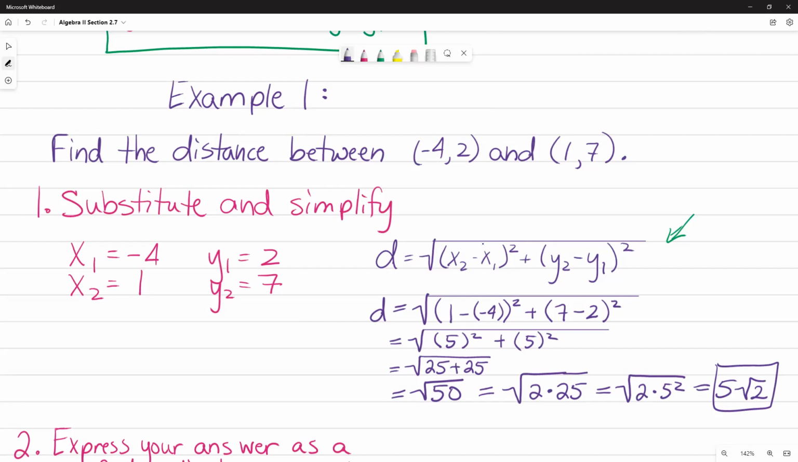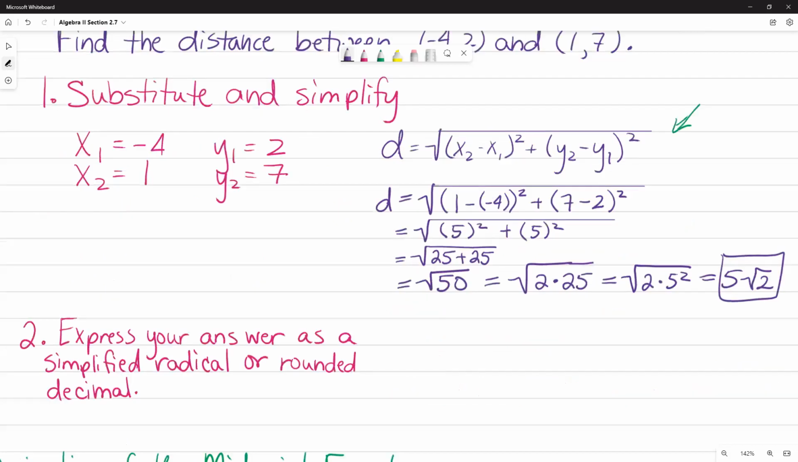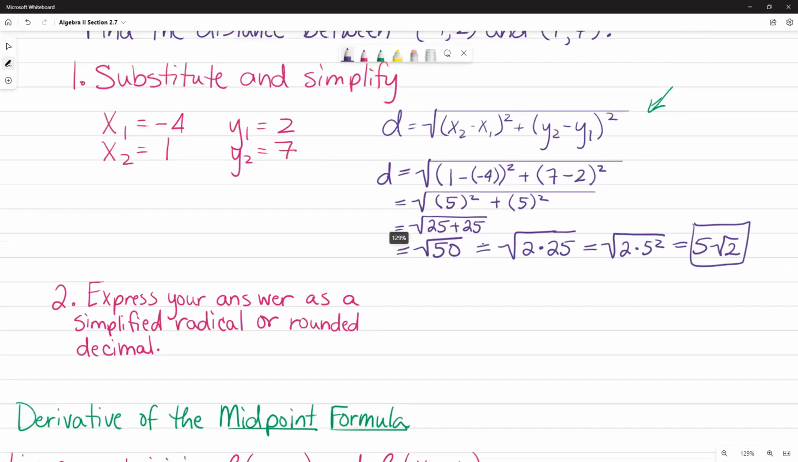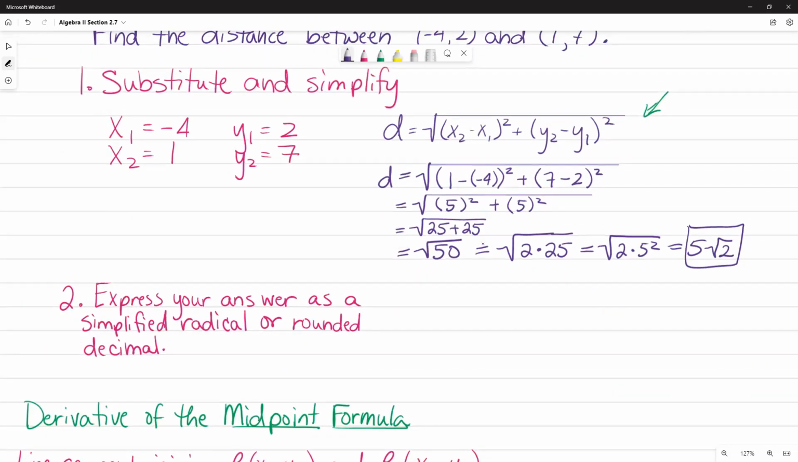Technically, this is example 1 in your book, but it's nice to have it in your notes, because a lot of times the process of writing it retains it in your memory. All right, I went ahead and separated this out. Express your answer as a simplified radical, which I gave you, which is 5 square root of 2.